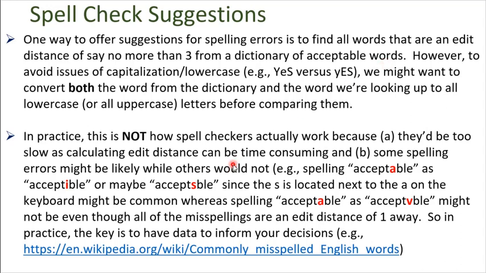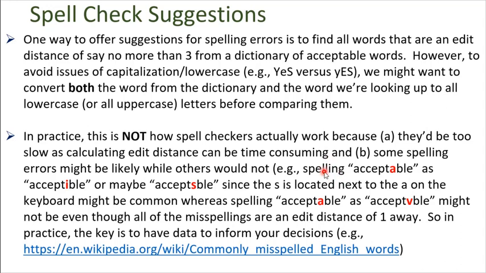Now, let me mention that in practice, this is not how spell checkers actually work. First of all, calculating the edit distance can be time consuming. It's not something quick like addition. If you were just comparing two words to see what the edit distance is, that would be pretty fast. But you could imagine that if you take one word and are computing the Levenshtein distance between, let's say, 10,000 words in a dictionary, so you're doing this calculation 10,000 times, then it winds up being pretty slow. So this is not how it's actually being done when you type it into Google.